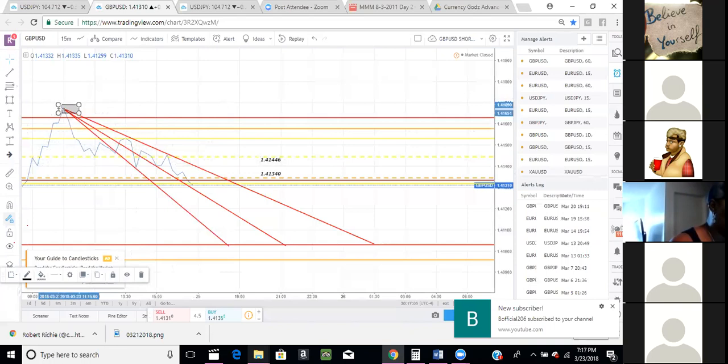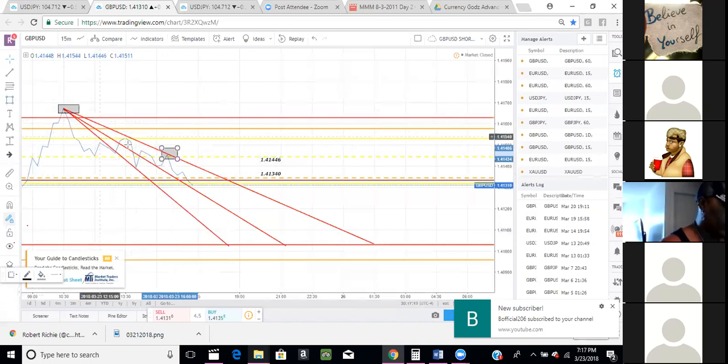So let's identify those. That first channel that I drew has to go from valley to valley. So I hit this one right here, which is the next valley. The second one I did has to go from valley to peak. So I hit this area.